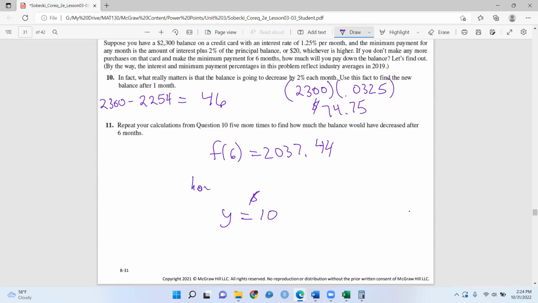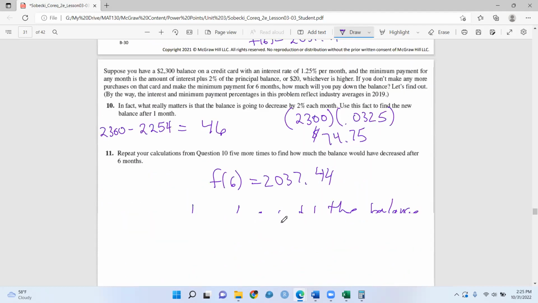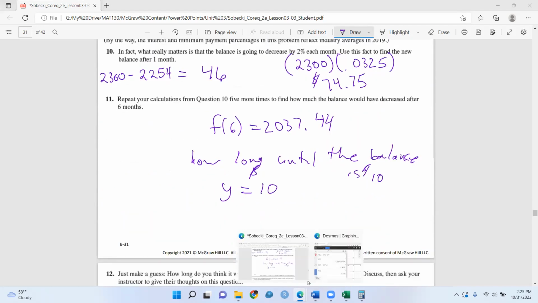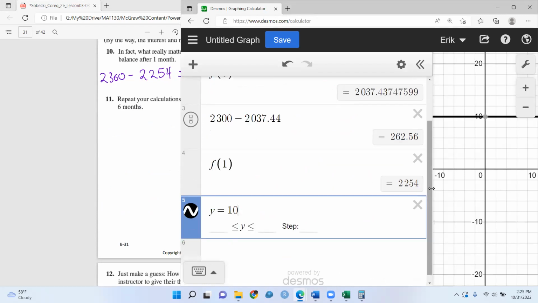So we'll say, how long until the balance is $10? If we think back to what we did in unit 2, we took our function, we typed in y equals 10 in Desmos, and then we looked for where the two intersected. So let's do that. We'll solve that.